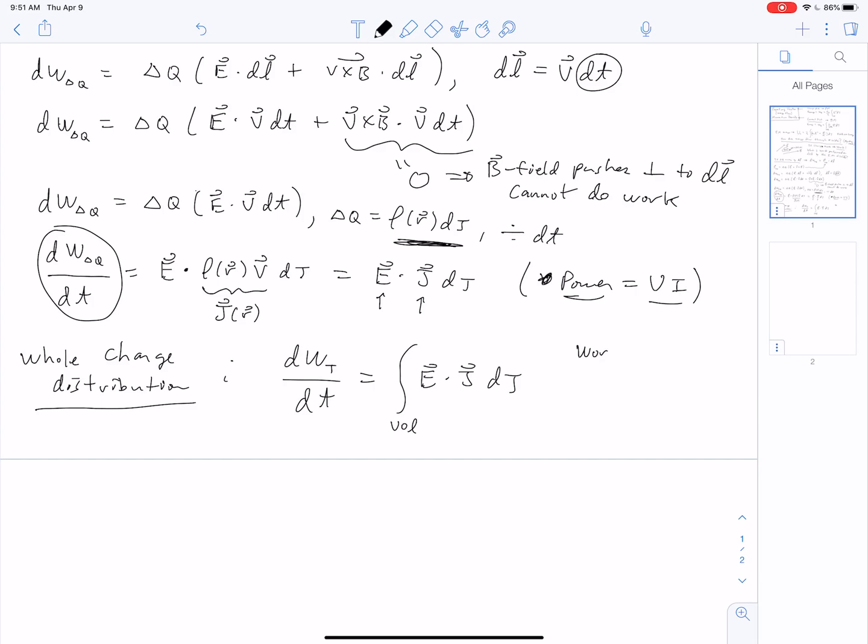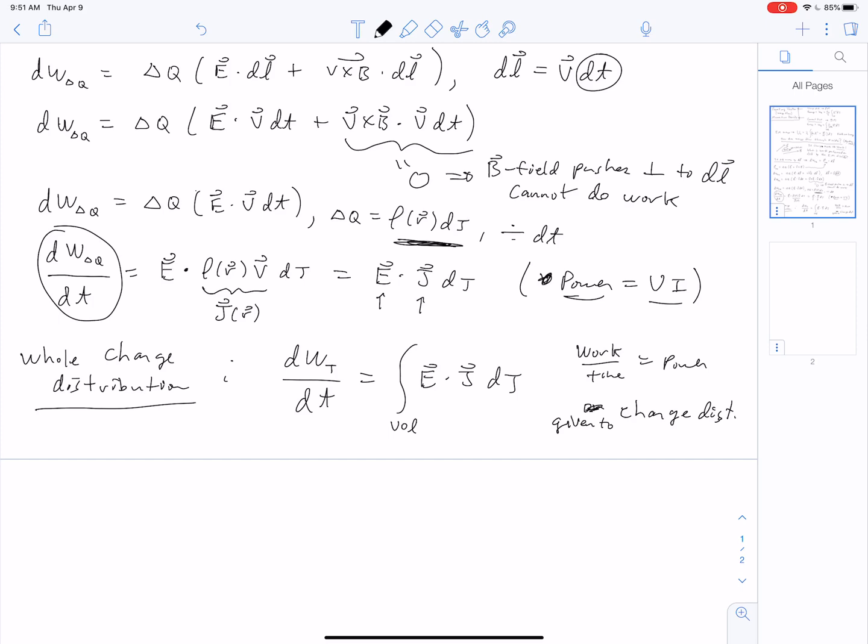I'll write that here. Well, it's the work per time, equals power being exerted on the charge distribution. So it's the power being given to the charge distribution. Maybe I should use that word, given. Okay, and I think that's a fairly intuitive expression, and that was sort of the straightforward part.